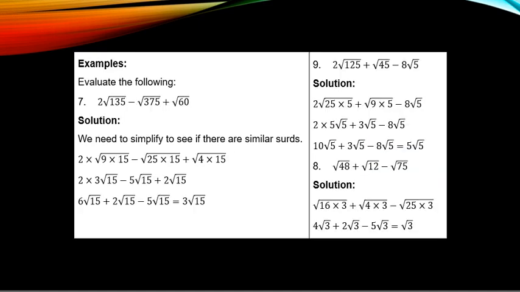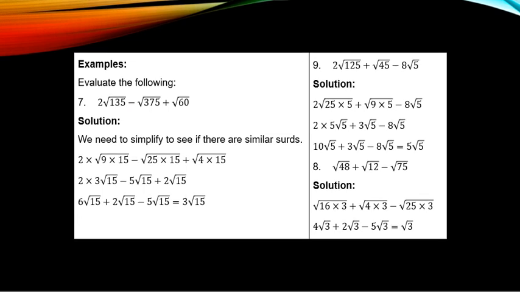So let's take some examples. Evaluate the following. Example 7: 2 root 135 minus root 375 plus root 60. This is the reason why we started from the basic and single forms of surd.